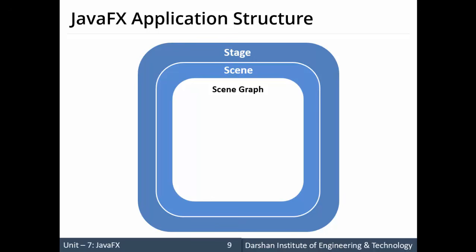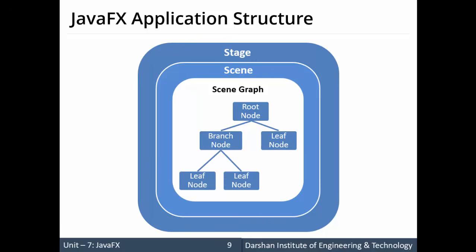So this scene graph is a hierarchical tree structure consisting of nodes of the type root node, branch node, or leaf node. Now actually these nodes are nothing but controls. They can be a UI control, a shape, a media control, or a web control.